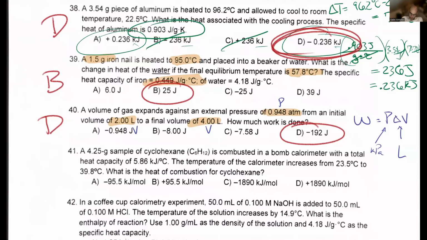Okay, so we are going to do the next set, which is going to essentially be 41 all the way to 60. I just want to mention really quickly, work is equal to pressure times delta V, or change in volume. Essentially, pressure is a force over the displacement of something. So that's the delta V.